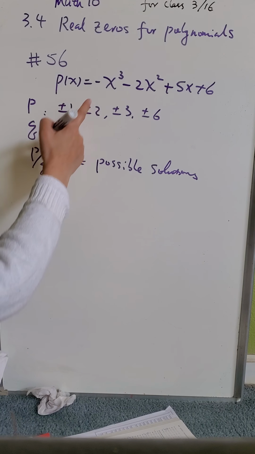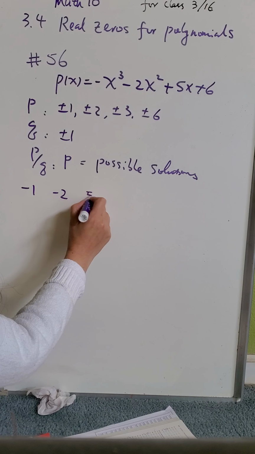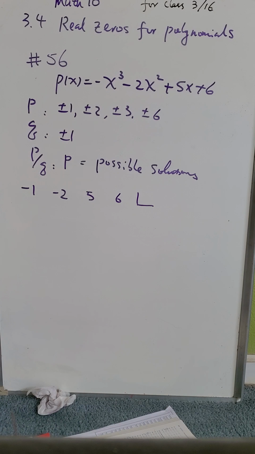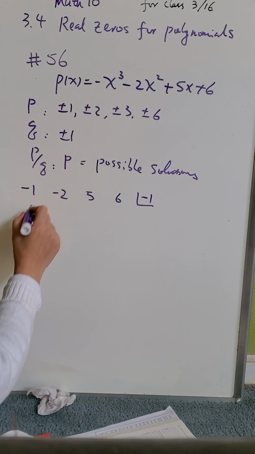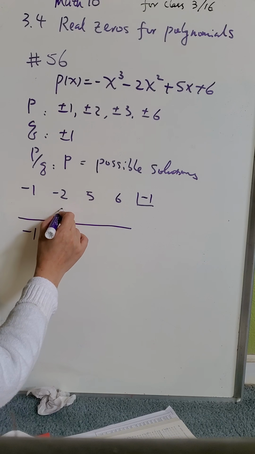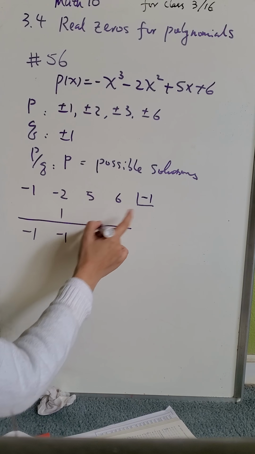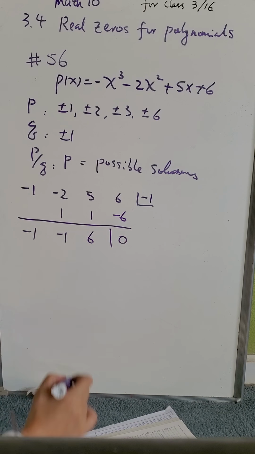And I'm going to use synthetic division. So it's negative 1, negative 2, 5, and then 6. I did this one ahead of time, and what actually worked is negative 1. I tried 1 first and then negative 1. So I bring down negative 1, this becomes 1, and then this becomes negative 1 here. So that becomes 1, 6, negative 6, and then I get 0.